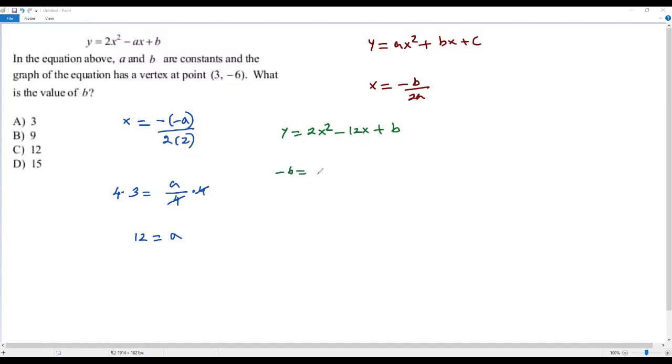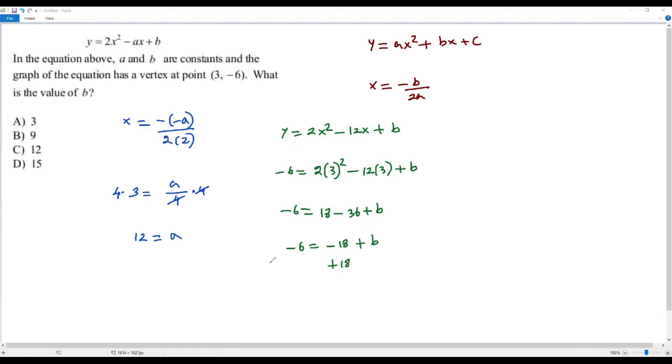Then we get negative 6 equals 2 times 3 squared, minus 12 times 3, plus b. Negative 6 equals, 3 squared is 9. 9 times 2 is 18. Negative 12 times 3 is negative 36, plus b. Negative 6 equals, when I combine positive 18 and negative 36, I get negative 18 plus b.